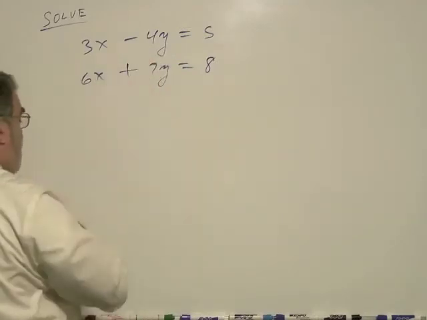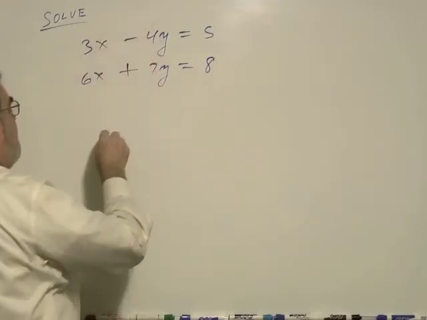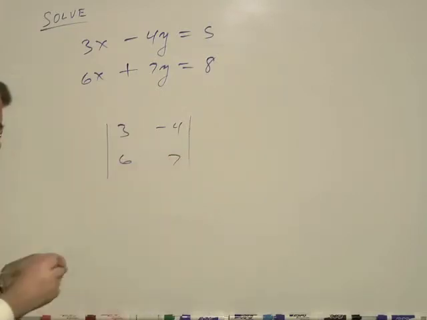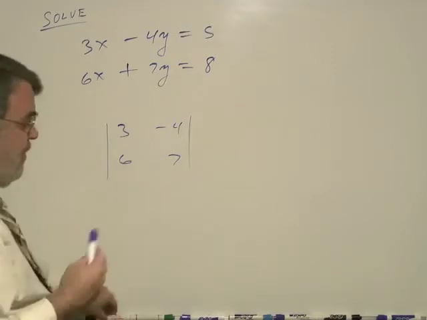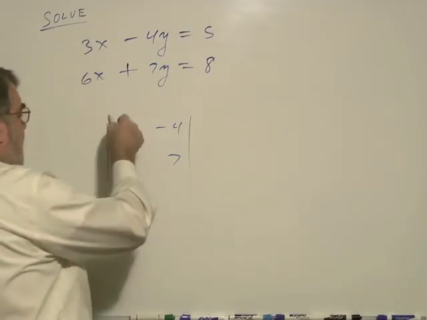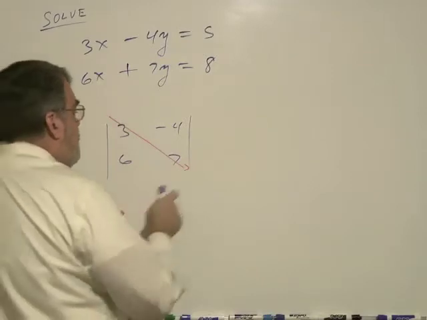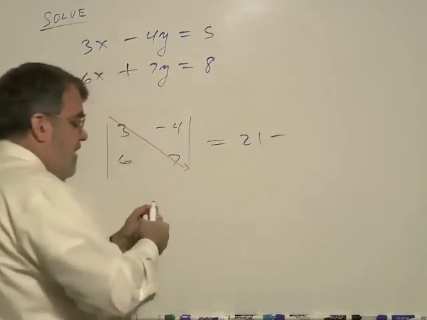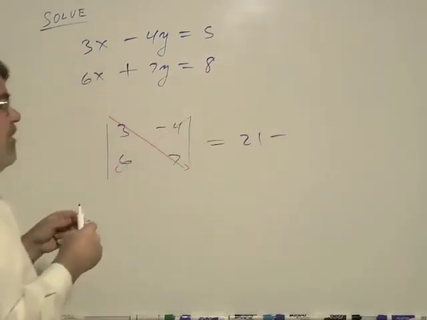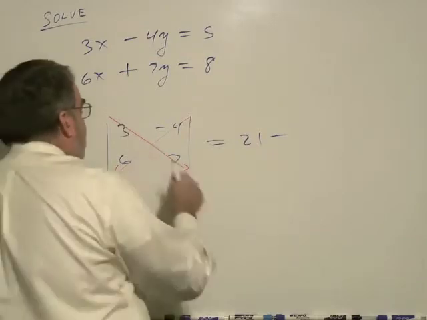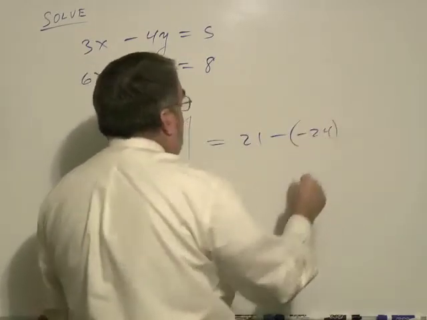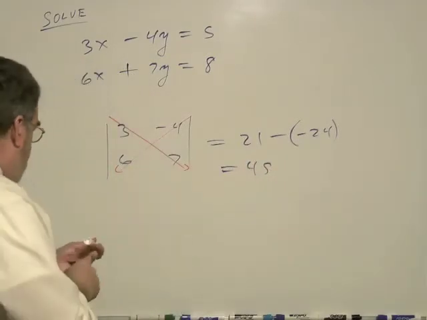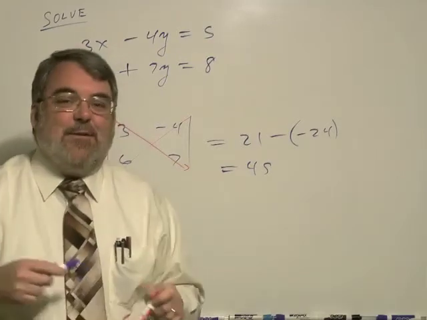Well, when we look at the determinant of the left side, it is 3, negative 4, 6, and 7. The way you calculate a 2 by 2 determinant is to multiply the forward diagonal, which is 21, and then subtract the product on the backward diagonal. So I'm subtracting negative 4 times 6. I'm subtracting negative 24. And that ends up being 45. So that's basically all there is to calculating a 2 by 2 determinant.